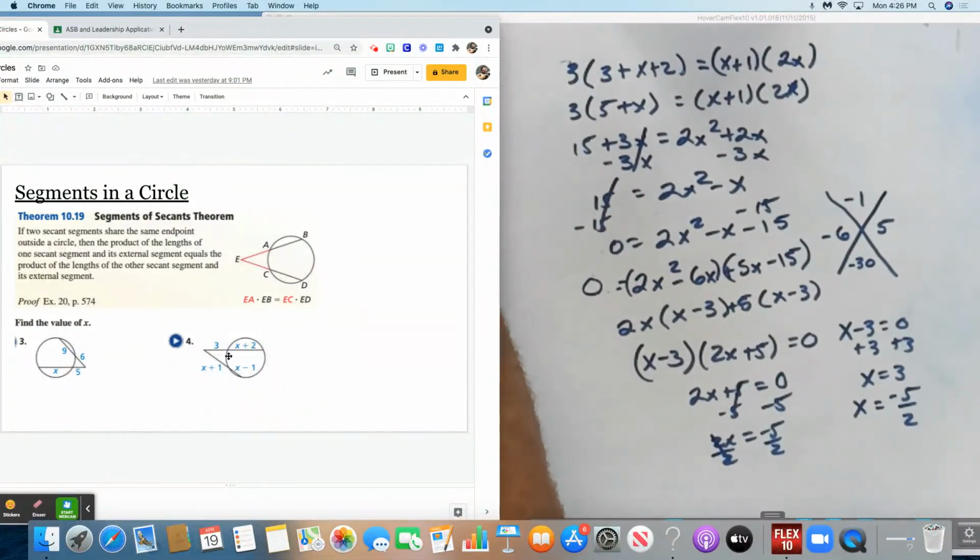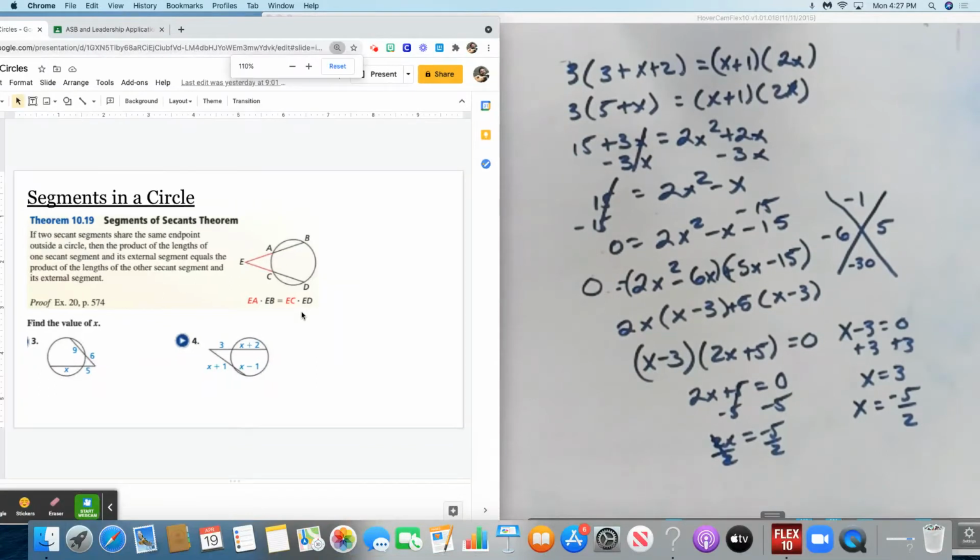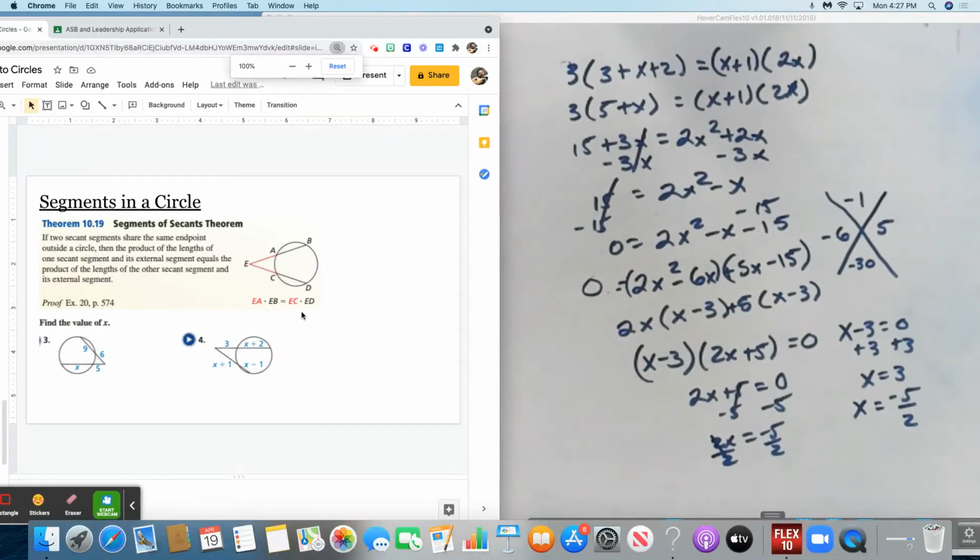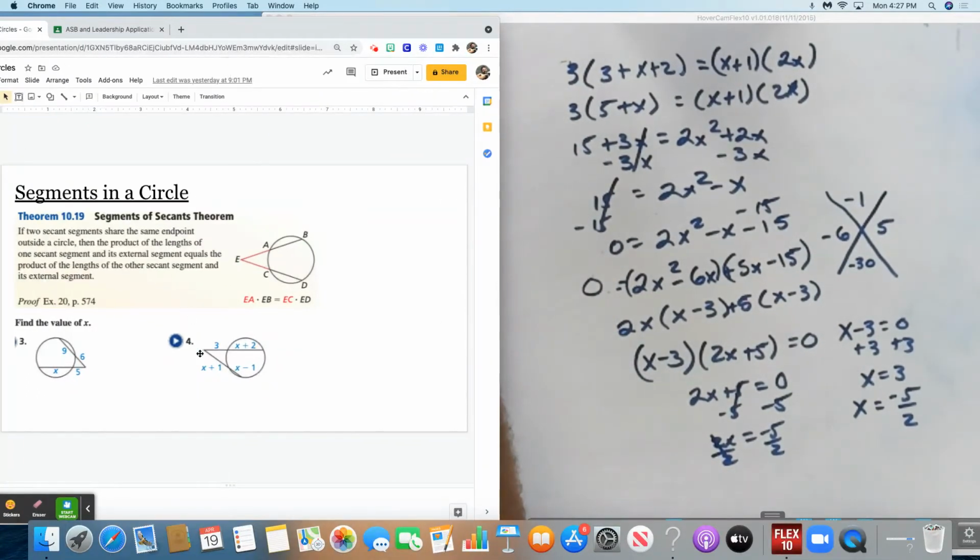If we go back to our problem, let's think about the context of what we're looking at here. We're actually looking at the length of a segment. Now, one thing we know about length is that it cannot be negative at all. You can't say this is negative 5 feet long. That just doesn't make sense.